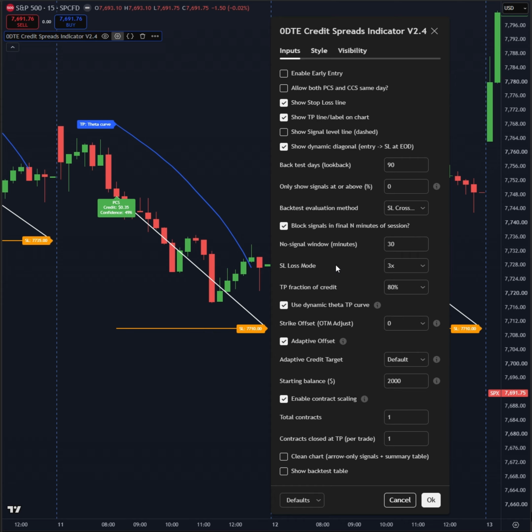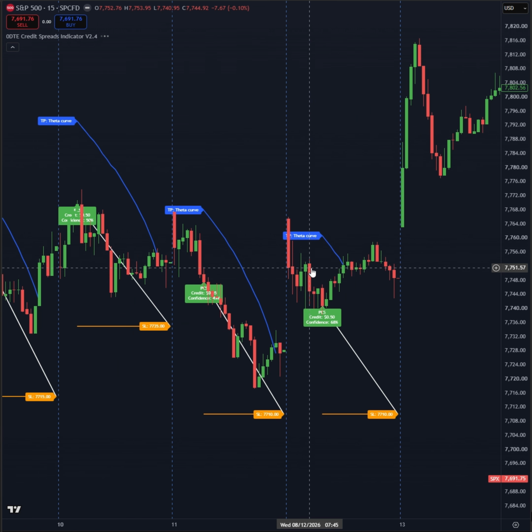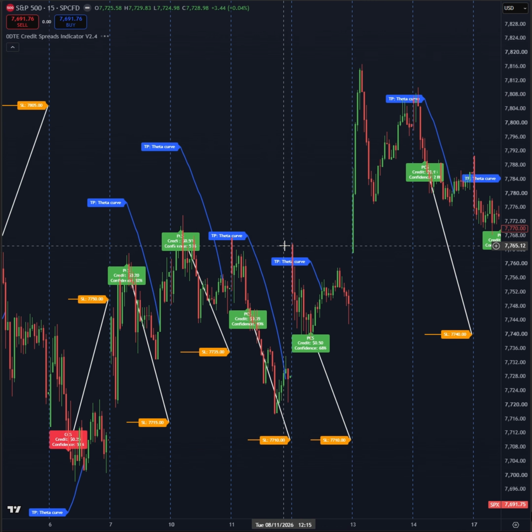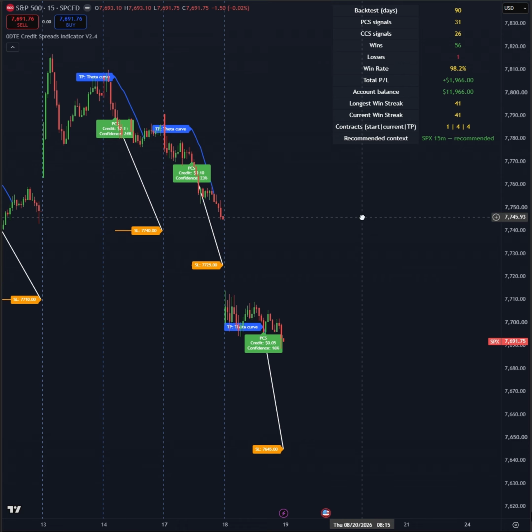Another cool feature that we added is this starting balance. So if you want, you can take a look at, hey, if I started with $2,000 or $1,000 or $10,000, whatever, it'll show you on the backtest table. So let's go take a look at that and go to the beginning or the end of the day here.